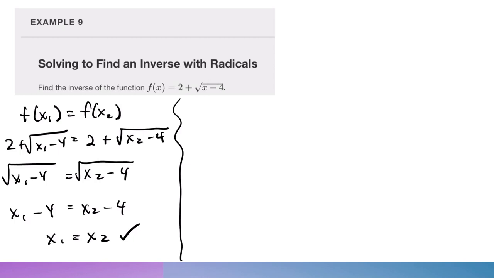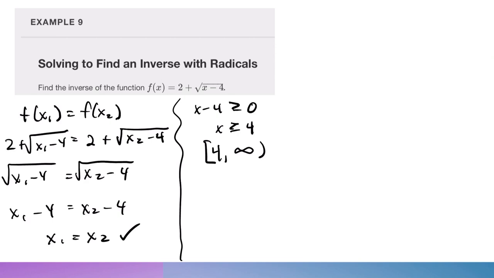Our domain, the only restriction is we can't take the square root of negatives, so x minus 4 needs to be greater than or equal to 0. Solving, x has to be greater than or equal to 4. So that's the half interval from 4 to infinity. That's the domain of the original. We're just keeping that in the pocket.